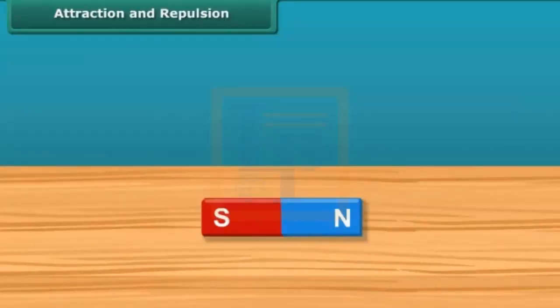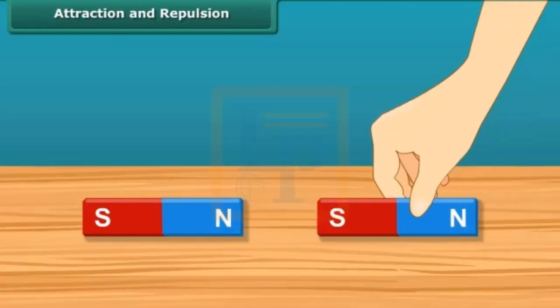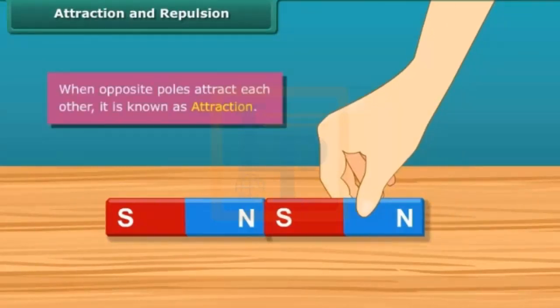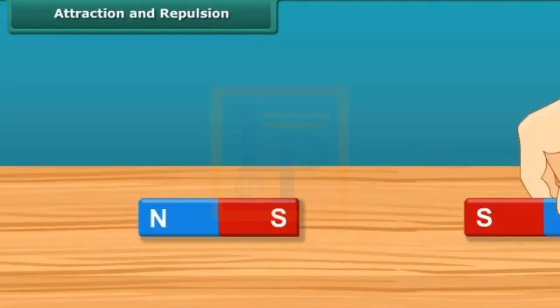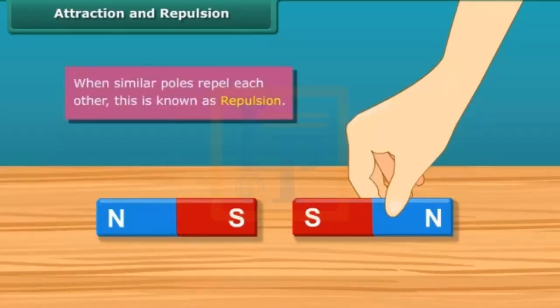Attraction and repulsion. Now that you know about poles of a magnet, let us look at the attraction and repulsion properties too. In the case of magnets, when the South Pole comes in contact with the North Pole, they get attracted to each other. This is better known as opposite poles attracting each other. Similarly, when the South Pole comes in contact with another South Pole of a magnet, they do not attract each other. In fact, they repel each other. This is better known as similar poles repelling each other.